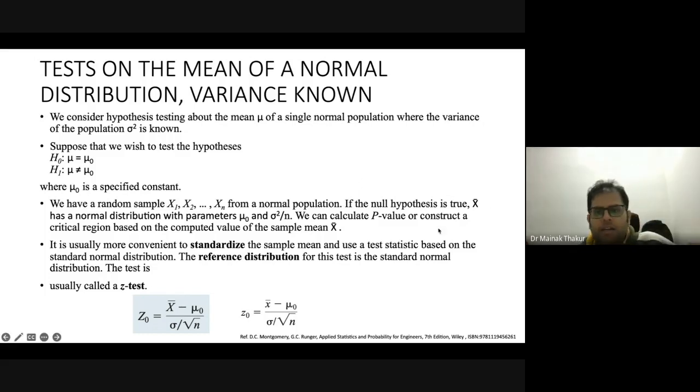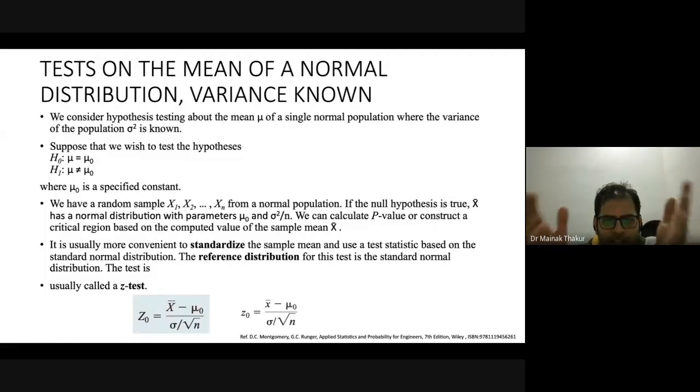Now we can calculate the p-value or construct a critical region based on the computed value of the sample mean x bar. For different values of x bar, we will decide whether we will reject or accept the null hypothesis. Another, more useful and easier way is to standardize the sample mean. What is standardization? It is just subtracting the mean from x bar and dividing by its standard deviation. This is called standardization.